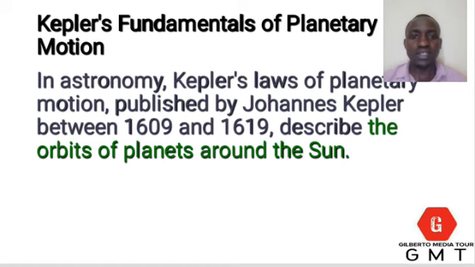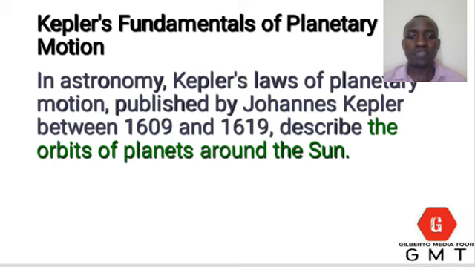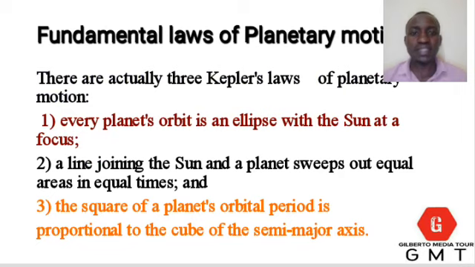Let's look at the 2 points Kepler discussed. Kepler's fundamental laws of planetary motion: in astronomy, Kepler's laws of planetary motion, published by Johannes Kepler between 1609 and 1619, describe the orbits of planets around the Sun. We will have time to discuss the 3 laws of planetary motion, but let's start by looking at them in brief.